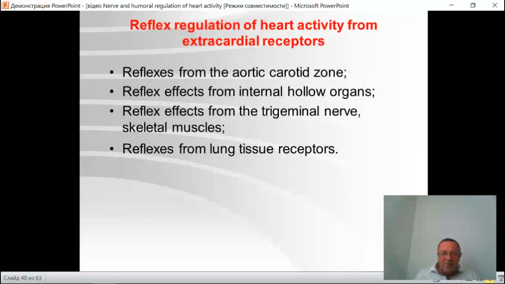Next, information about reflex regulation of heart activity from extracardial receptors. Reflexes from aortic and carotid zones. Reflex effects from internal hollow organs. Reflex effects from the trigeminal nerve, skeletal muscles, and lung tissue. These reflexes from extracardial receptors change heart activity.